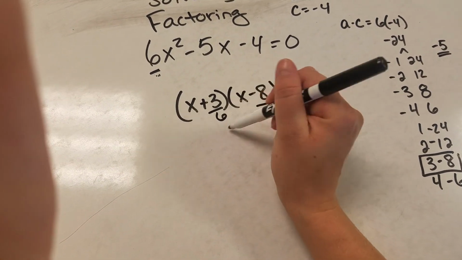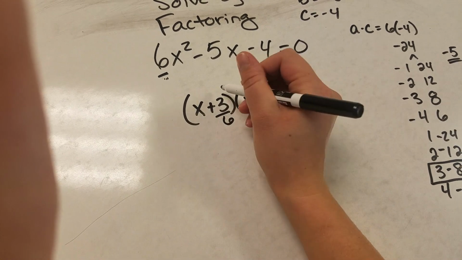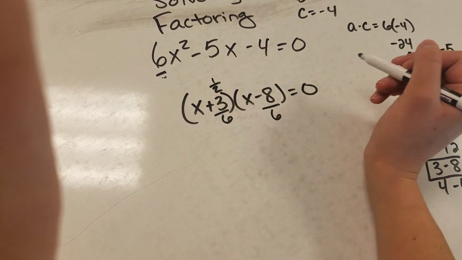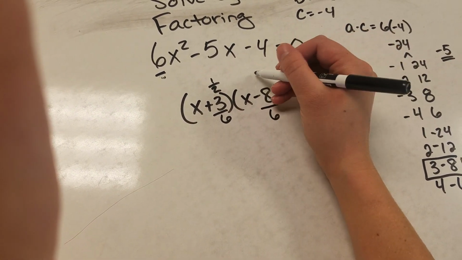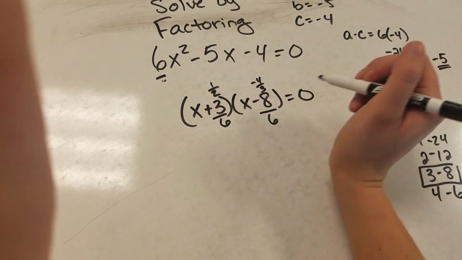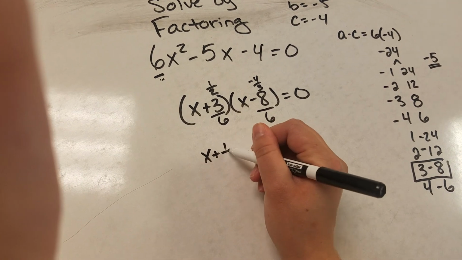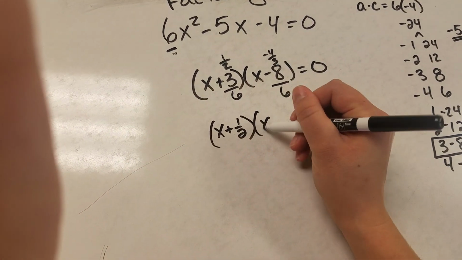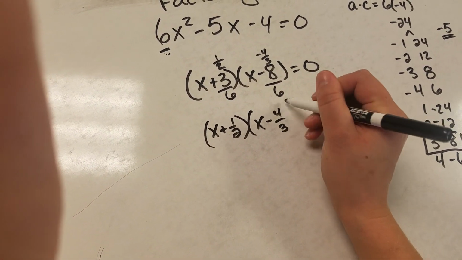You can see that 3 over 6 reduces, so we are going to reduce it as much as we can. So that one reduces to 1/2. This one reduces to -4/3.